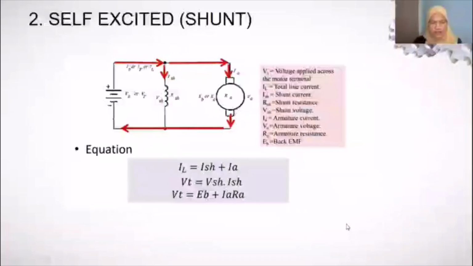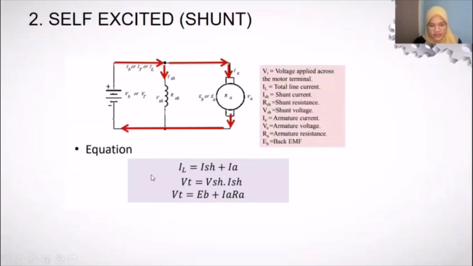Next, I will present the self-excited shunt. This is the circuit for the self-excited shunt. VT is the voltage applied across the motor terminal, IL is the total line current, and ISH is the shunt current. RSH is the shunt resistance, VSH is the shunt voltage, IA is the armature current, VA is the armature voltage, and RA is the armature resistance. The last one is EB, the back EMF.